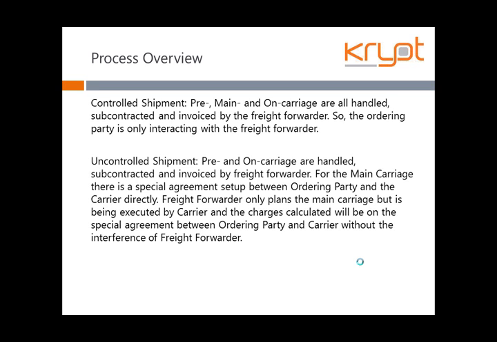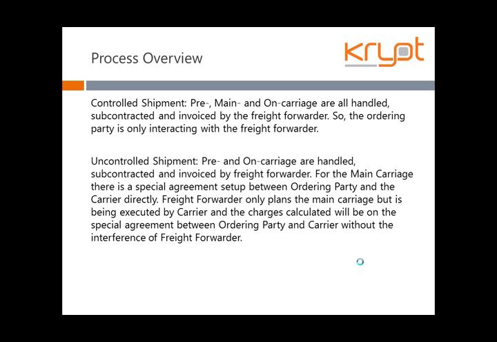What is uncontrolled shipment? Before we go to uncontrolled shipment, let us see what is a controlled shipment. Controlled shipment is a process wherein the freight forwarder will handle all the three carriages, likewise pre-carriage, main carriage, and the on carriage. He will subcontract and invoice all the three carriages. So the ordering party is only interacting with the freight forwarder and is not aware of the carrier who is physically transporting the goods from source location to the destination location. So this is a controlled shipment wherein the freight forwarder acts as a main entity who carries out the different transportation activities.